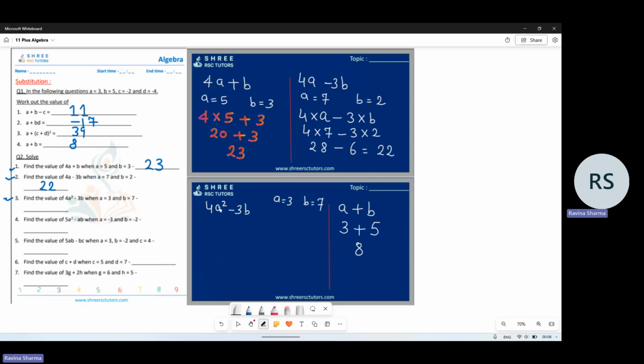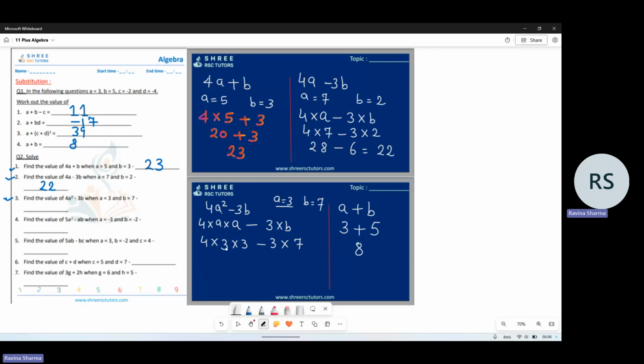First of all, what do you mean by a squared? The meaning of a squared is a multiplied by a. That means this is 4a squared, that means 4 multiplied by a squared, which is a multiplied by a, minus 3b, which means 3 multiplied by b. Now, since we understood this algebraic expression, we can substitute the values. Here, 4 times a. What is the value of a given? It's 3. And again the value of a is 3, minus 3 times the value of b, which is given as 7.